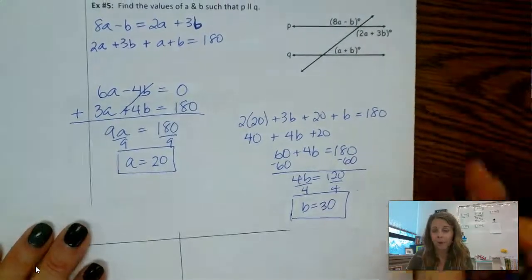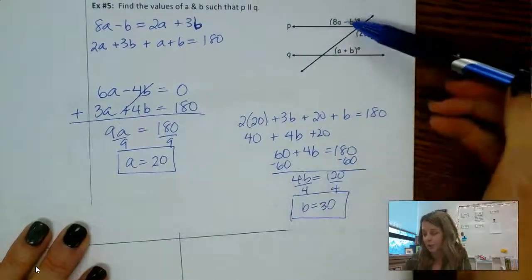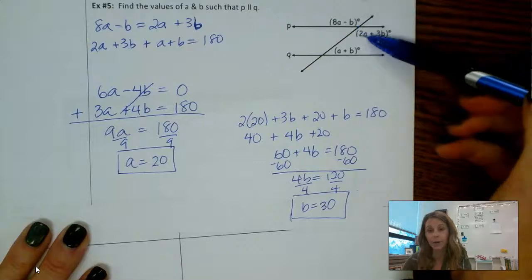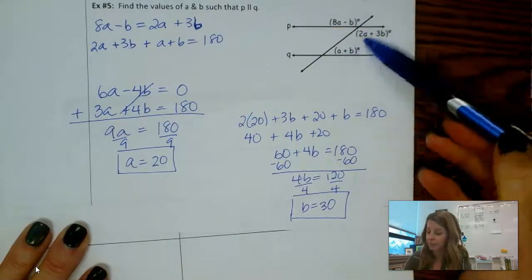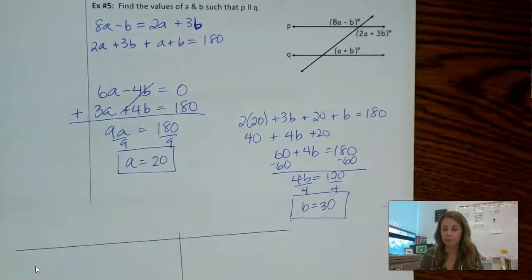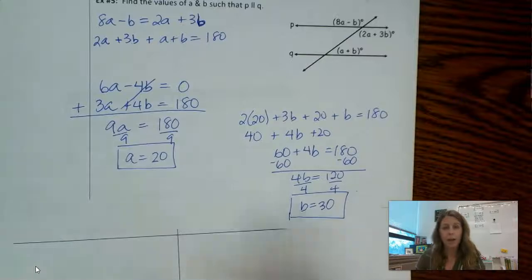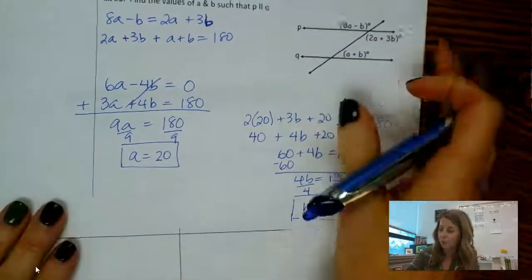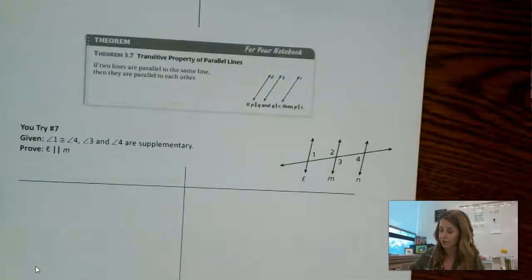Okay, now I probably should plug in A and B here to make sure these angles are the same, and then plug in A and B to make sure these add to 180. That would be a next best thing to check. Okay, I'm going to have a second video for the last two proofs we'll look at.